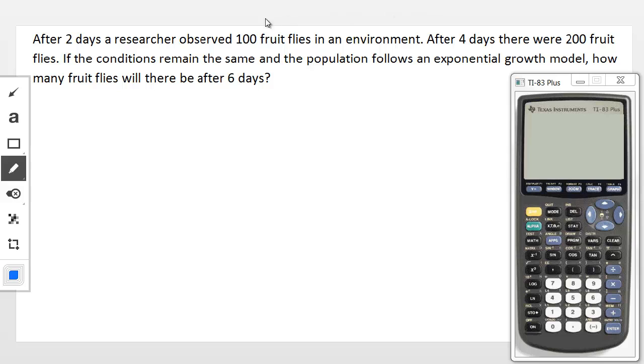Here's another example. After 2 days, a researcher observed 100 fruit flies in an environment. After 4 days, there were 200 fruit flies. If the conditions remain the same and the population follows an exponential growth model, how many fruit flies will there be after 6 days? So our exponential growth model looks like this. Y equals some number times e to some number times x.